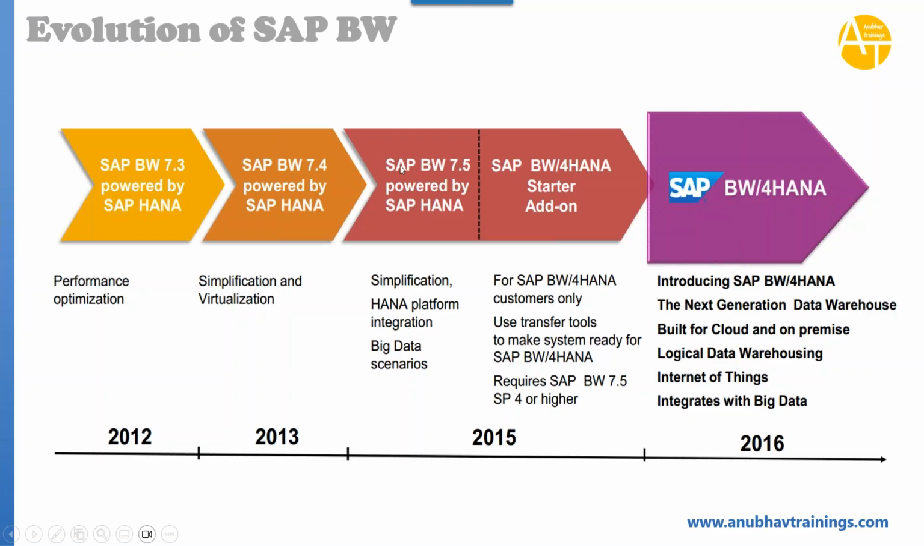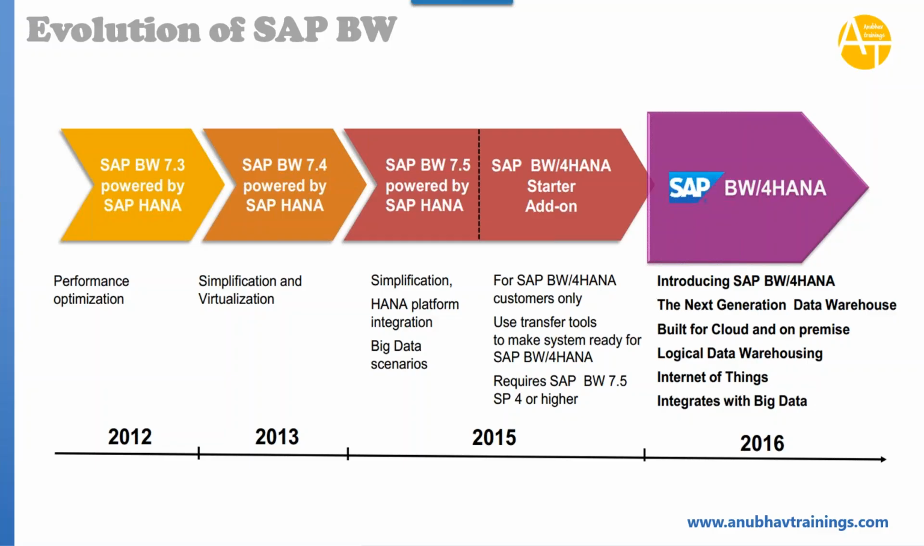Then they came with SAP BW 7.5. This is still the BW era where you can run on any database. Yes, any database. Here they allowed integration with the HANA platform. So you can also integrate your BW system with another HANA database like the S/4HANA database, where you can fetch, load and integrate data from this BW system to another HANA database system, and big data scenarios also.